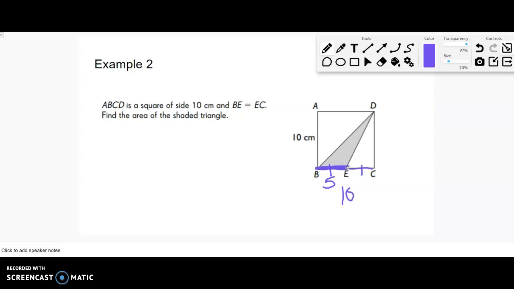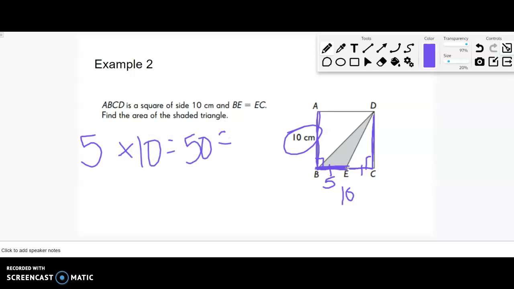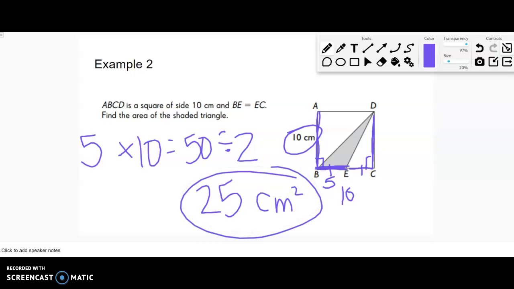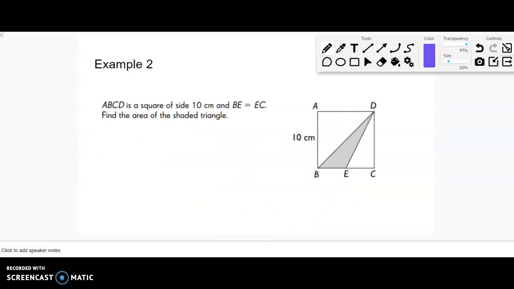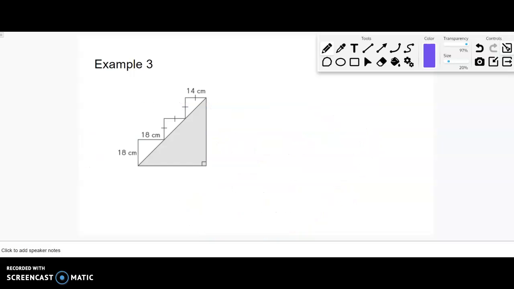Let's use that as the base of my triangle. Well, how tall is my triangle? I know these are right angles because it's a square, so my height is 10. So I can do 5 times 10, which equals 50, divided by 2 gives me 25 as the area of my triangle, centimeters squared. Okay? So again, if I move these pieces around, I would see that if I had a rectangle that was 5 by 10, that triangle would take up half of it. Again, a puzzle. I have to see what I know, see what I can figure out.